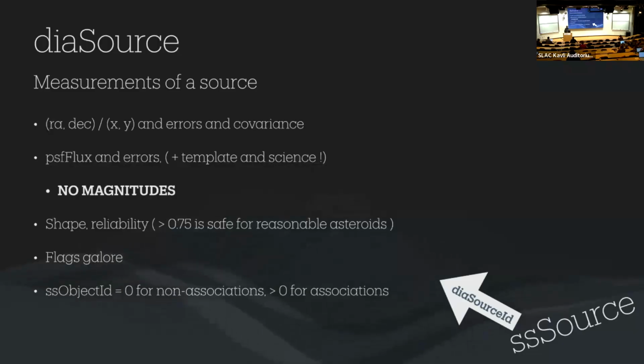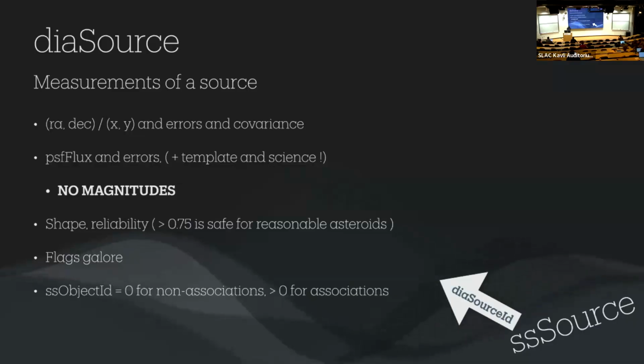Importantly, we don't have a magnitude column. We do everything in the pipelines in flux. You have AstroPy units in the AstroPy table columns, so it should be very, very easy to convert between PSF flux and AB magnitude, but users do have to do that themselves. So get ready to get familiar with nanojanskys. That's just how it is.